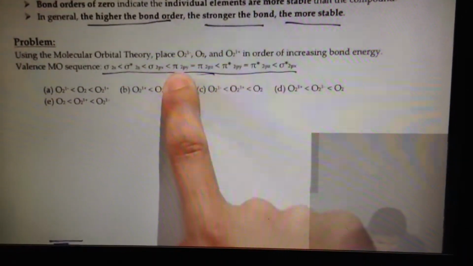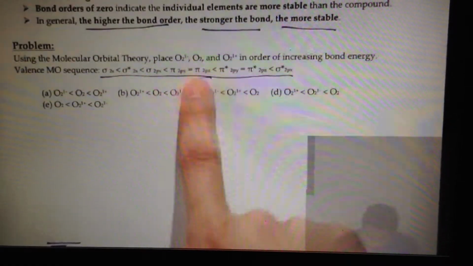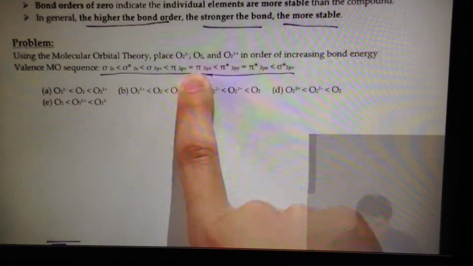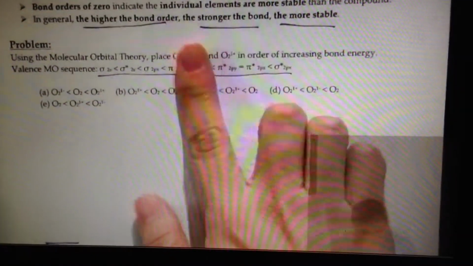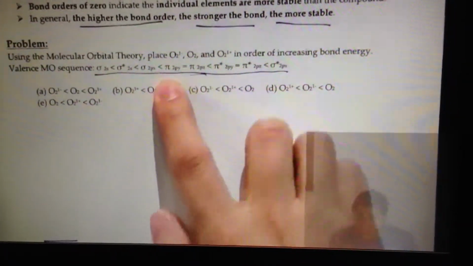All right? Now, everybody look up, please. For the pi, there are always 2 orbitals, and they're always going to be equal in energy. Your professors might try to trick you and just put 1, but you always have to remember that for pi, there are 2 orbitals. So that's what's next: pi 2p, pi 2p. After that, pi star 2p, pi star 2p, and sigma star 2p. Any questions on how I drew this?